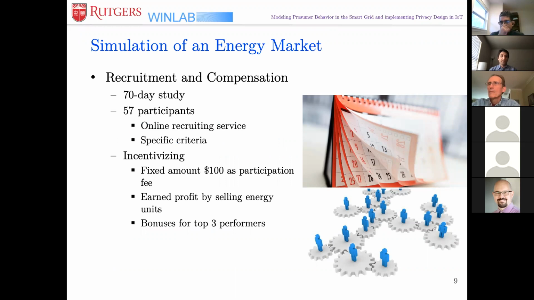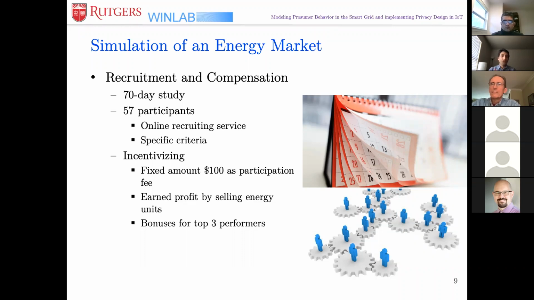The decision behavior of 57 household decision makers was studied in a simulation of a 10-week smart grid scenario. Participants were recruited through an online research participant recruiting service. All of the subjects met specific criteria. They needed to be homeowners, decision makers in the household regarding energy utility services, and PC, tablet, or smartphone users with access to the internet. And they needed to be committed to participating in this study every day for 10 weeks.